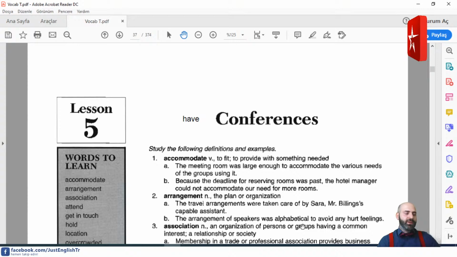Yeah, Ramazan, you are correct. Alphabetical, it means from A to Z, whose last name starts with A will be first one, and so on. Correct.